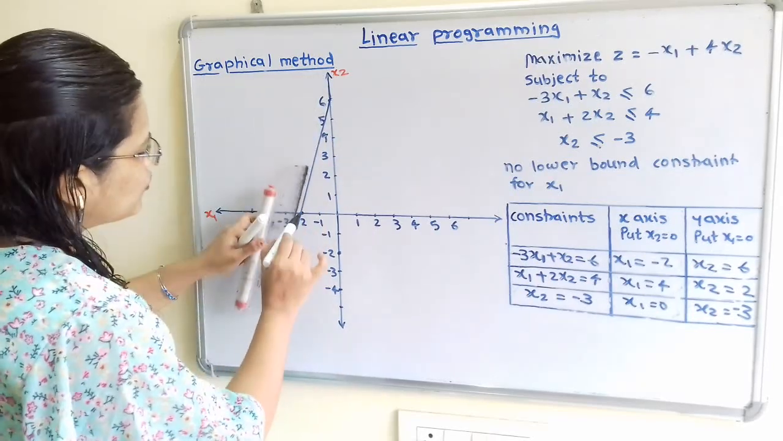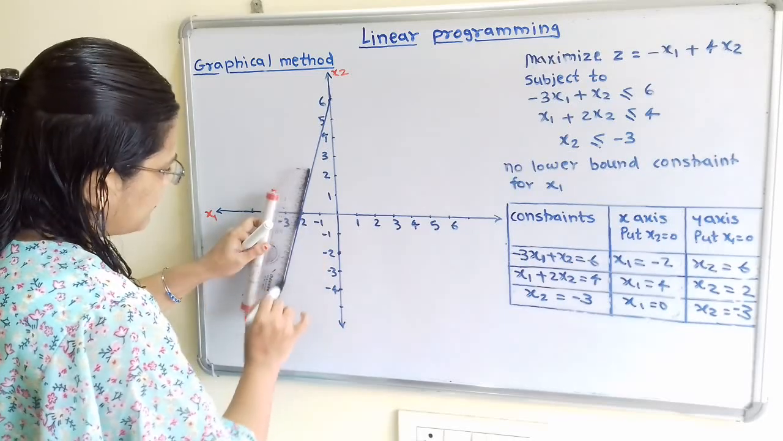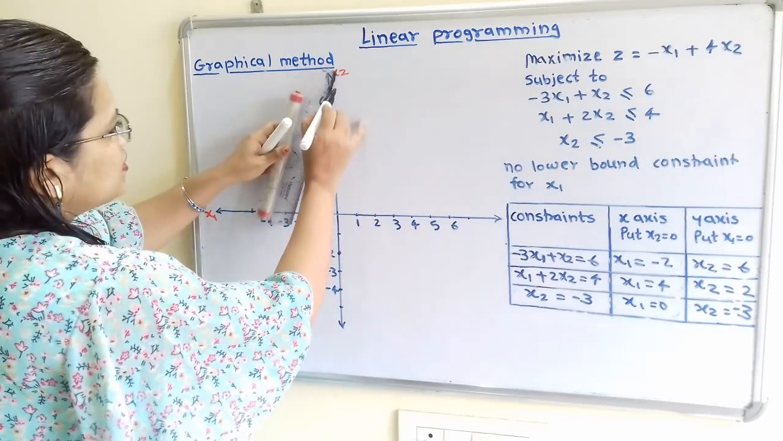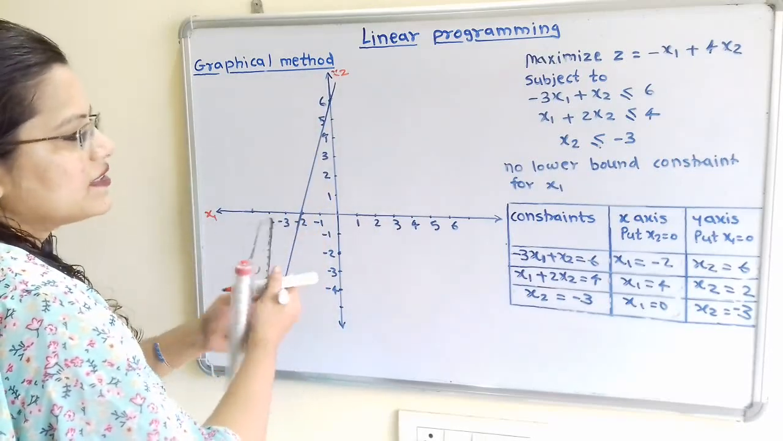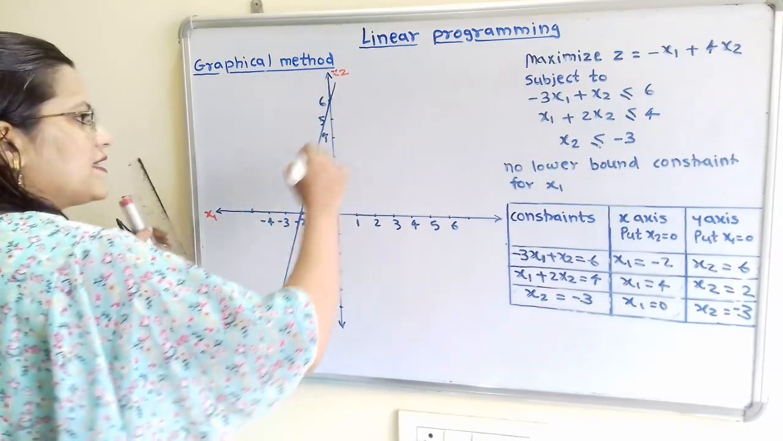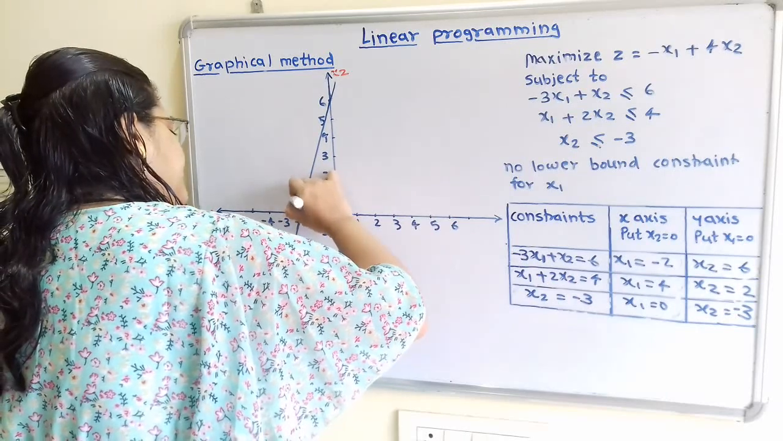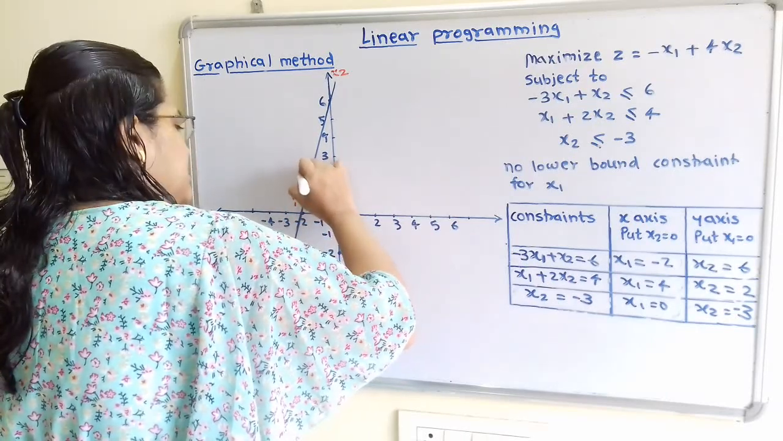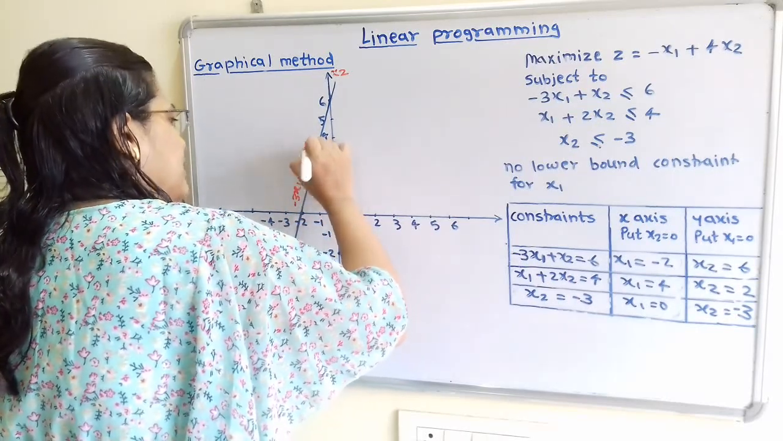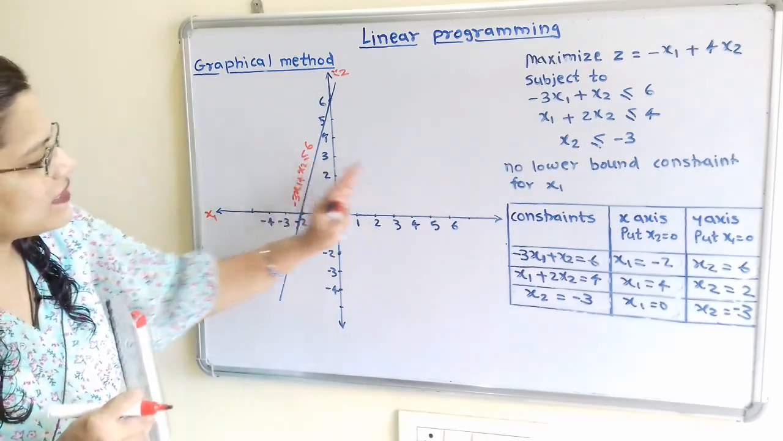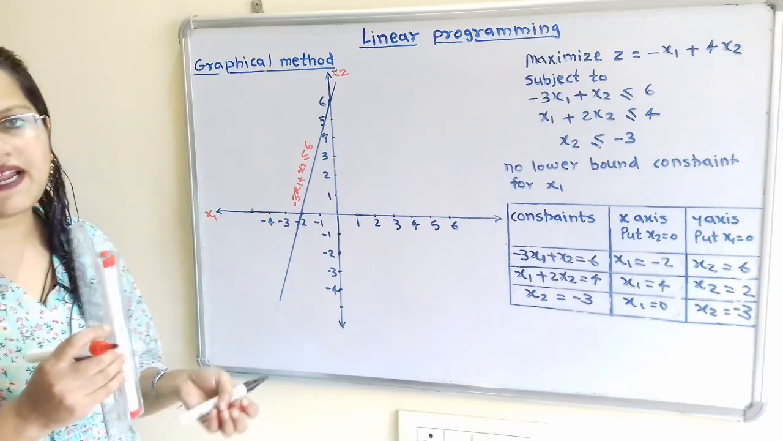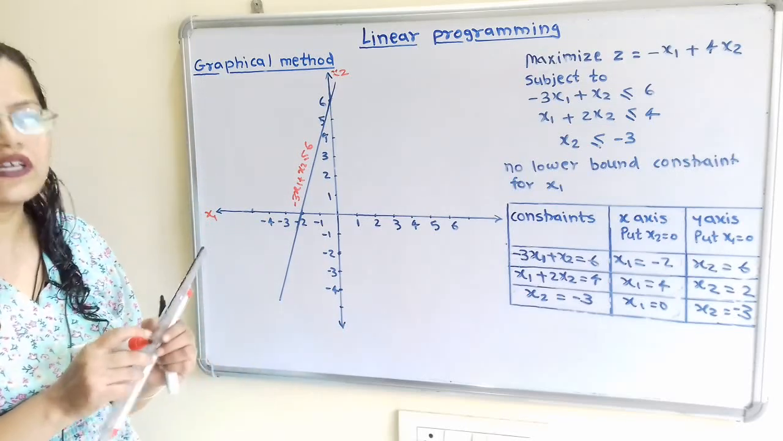So we have to draw here one straight line. For this straight line, I will write the constraint, that is -3x1 plus x2 is less than or equal to 6. Now there are 2 areas, that is towards the right hand side and left hand side. So which area we have to consider?